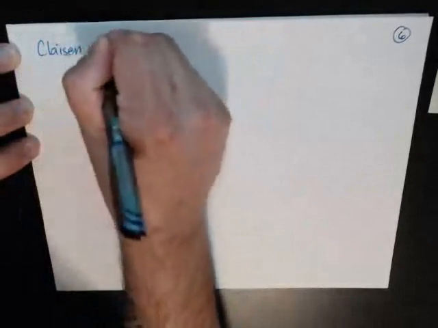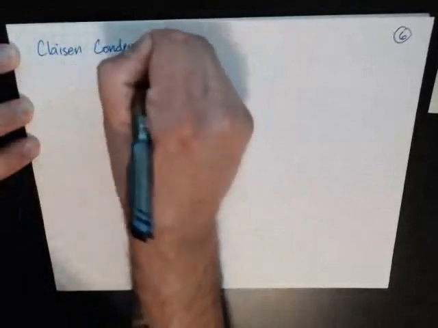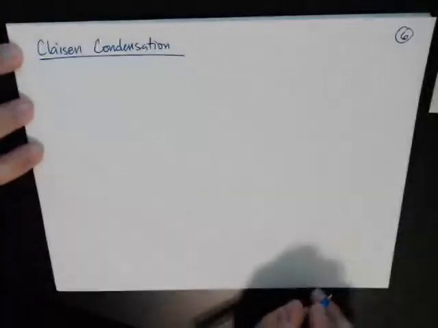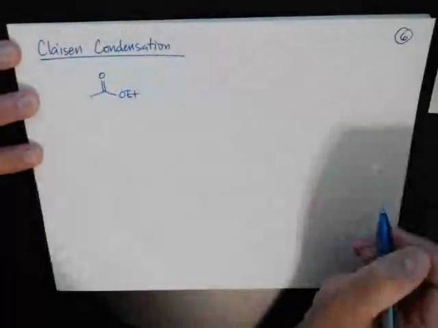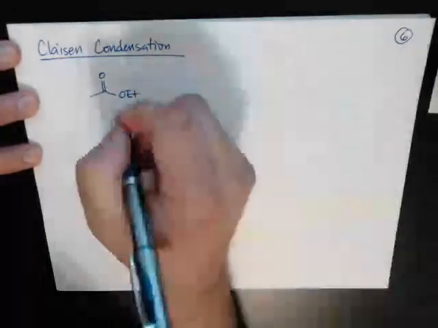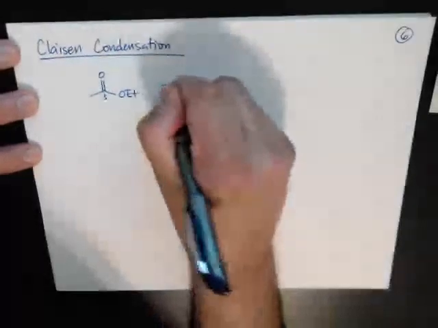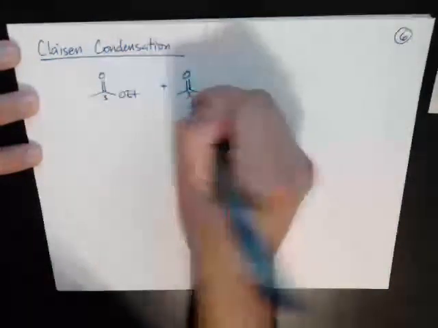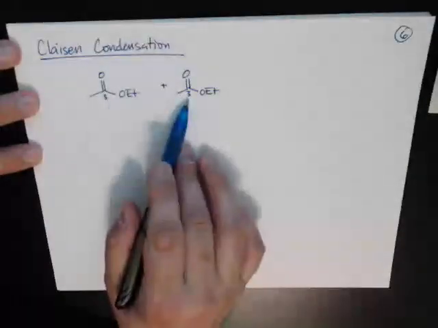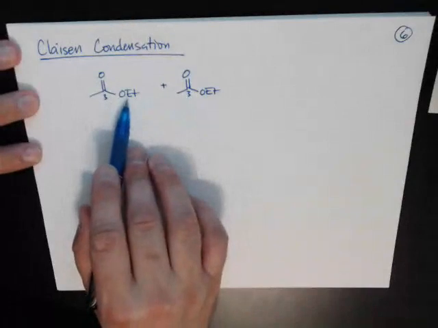So again, this is the Claisen condensation. We're going to look at the simplest case here, this ester. Again, it's a self-condensation. This molecule is ethyl ethanoate.